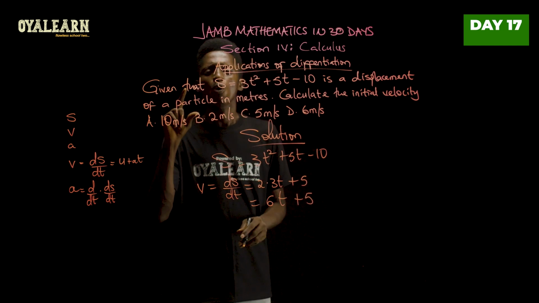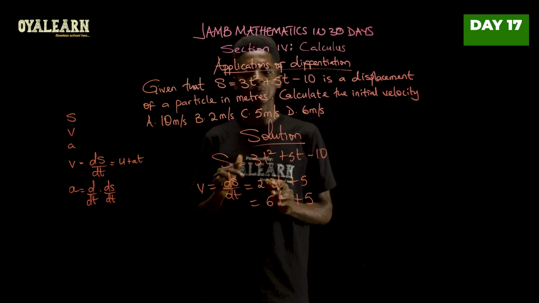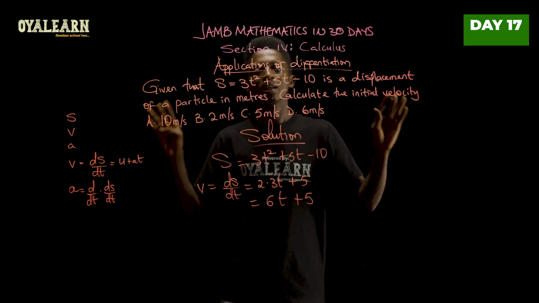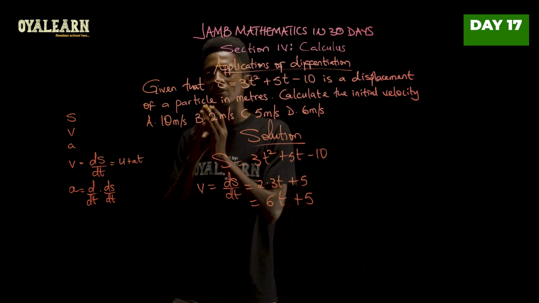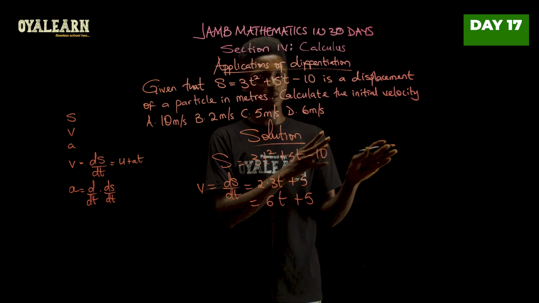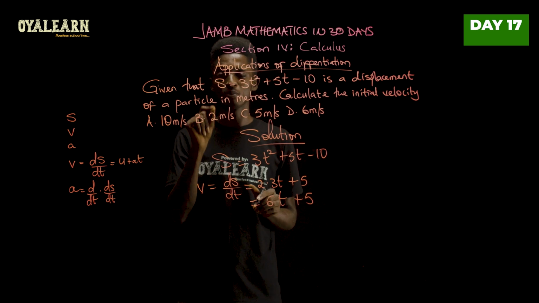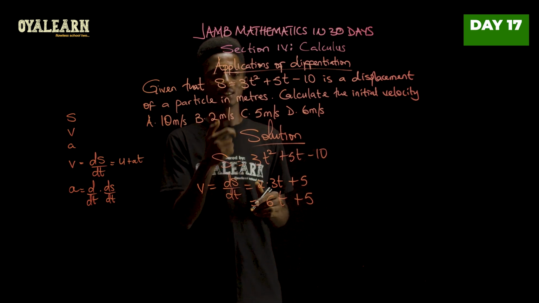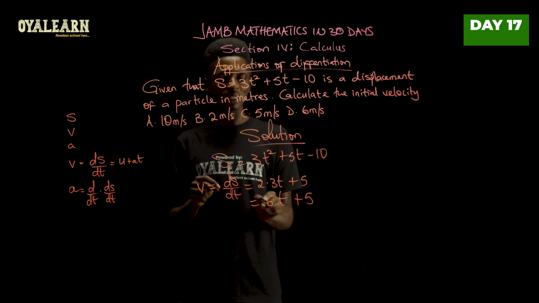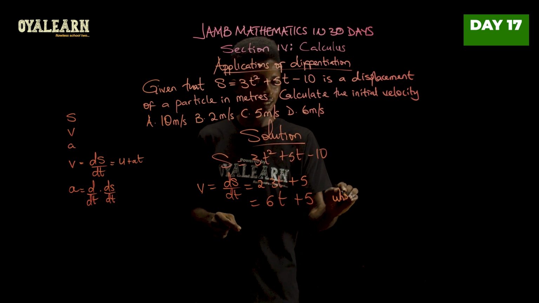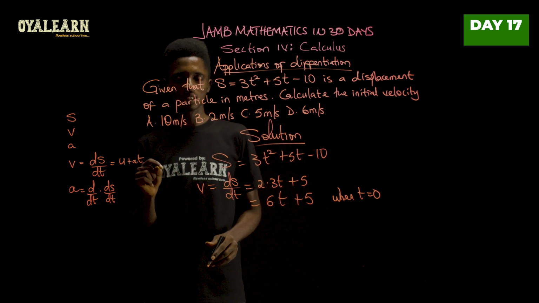Okay, so when we want to find the initial velocity, in this case, take note, we do not know the amount of time spent for the entire displacement. But to find the initial velocity, we will take the time to be 0. That is, at the time the recording started, the time must have been 0 at that point. So when t equals 0, we should be able to find the initial velocity at that point.